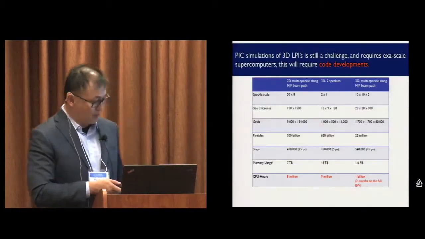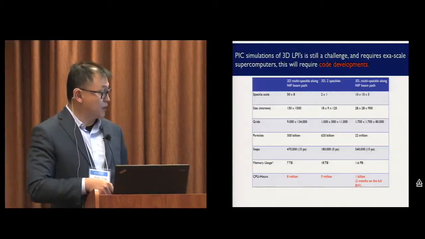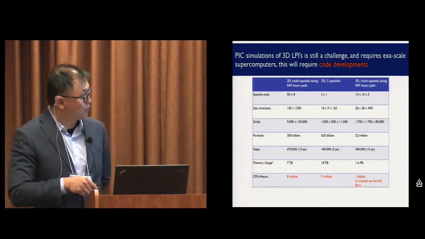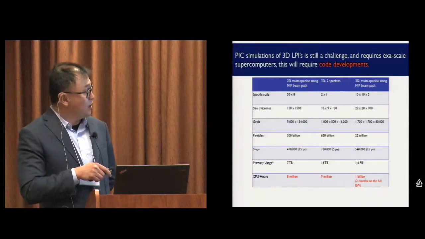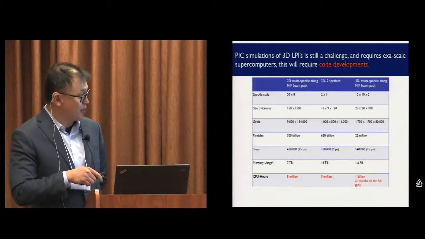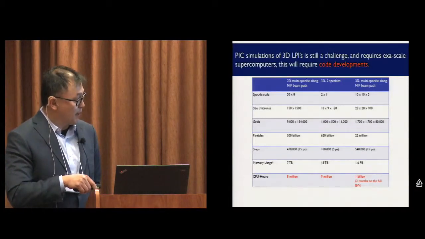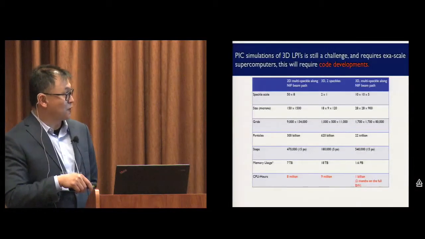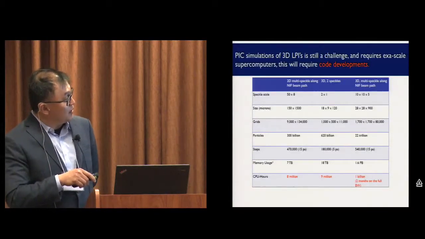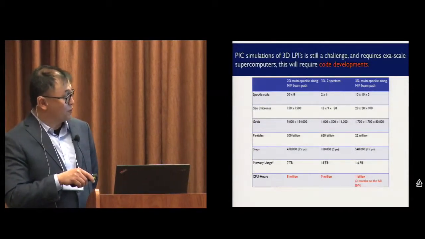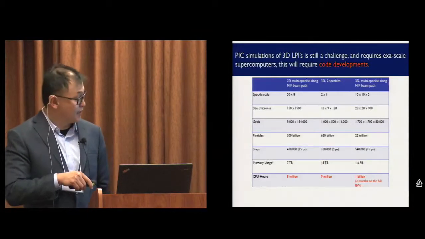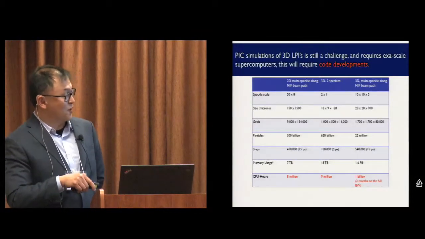So here's an estimate of the simulations that we're doing currently and the simulations we'd like to do. Currently we're doing 2D multi-speckle simulations along the NIF beam, and one of these simulations takes about 1 to 10 million CPU hours. And we can do 2D and 3D simulations of 2 speckles, and one of these simulations takes about 10 million CPU hours also.